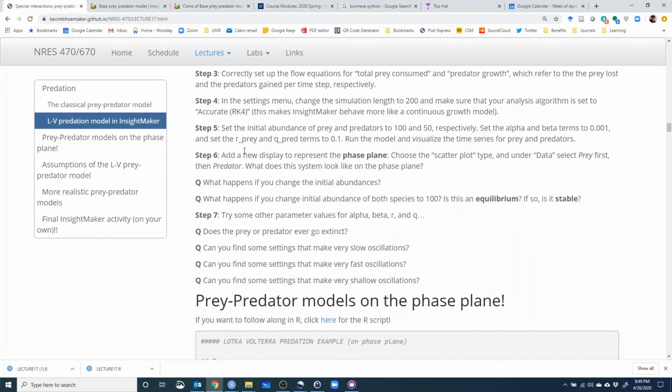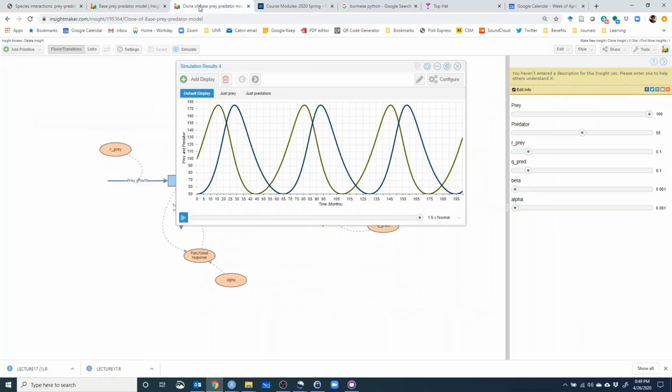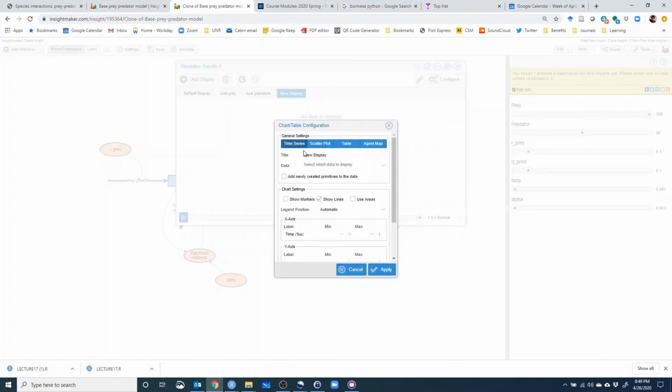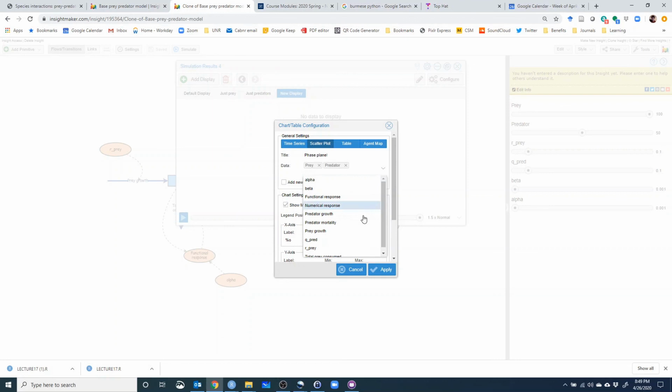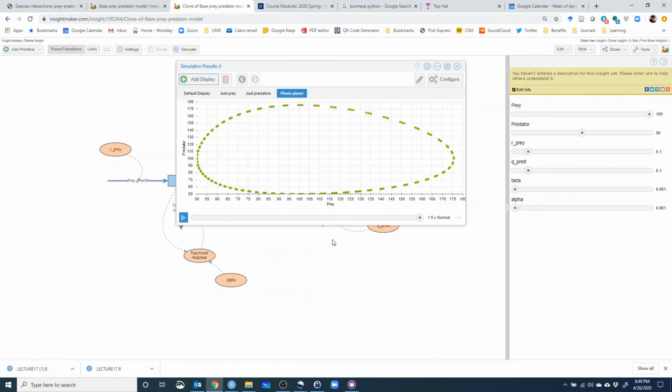In step 6, it says to add a new display to represent the phase plane. So it's asking us to use Insight Maker to actually visualize what's going on in the phase plane. So let's do that. Let's go back here and we'll add a new display. This is going to be a phase plane display. And we're going to choose a scatter plot, which we've not used before in Insight Maker. We'll put prey first, and then we'll put predators second, and we'll apply, and we can see that we actually have a phase plane with prey on the x-axis, predators on the y-axis, and we can see what's going on.